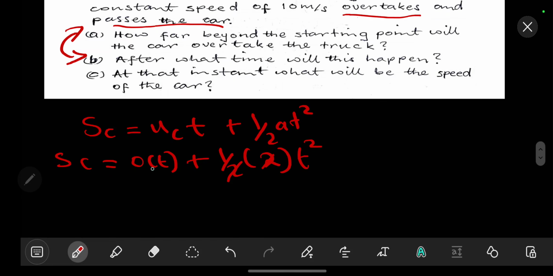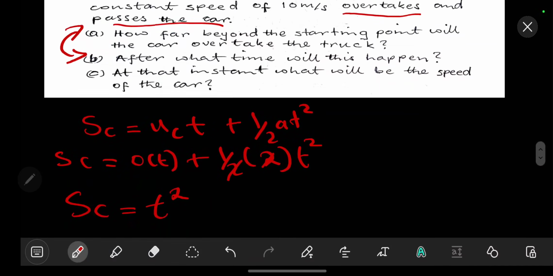So this 2 and this 2 cancel. Here it's 0. So our displacement should be equal to, we are remaining with a half by that. So we are just going to remain with S of the car is equal to t squared like that.